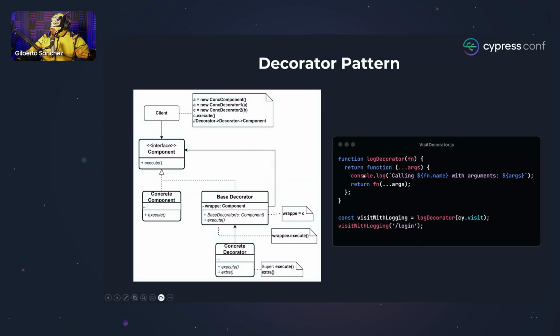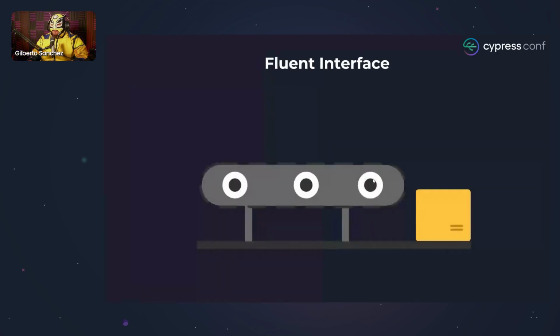So in this case, we create a log decorator. We can just put the console log that we need, in this example, calling a name with arguments, whatever arguments, and return the log that we have. And when we are using, for example, cy.visit and we implement the log decorator, that means it will not only visit the web page that we are sending, it will return the logs at the same time. This gives us the ability to not use it all the time, only when we really need it. So the decorator pattern is very useful for simplicity.